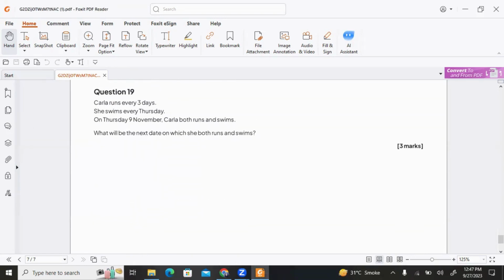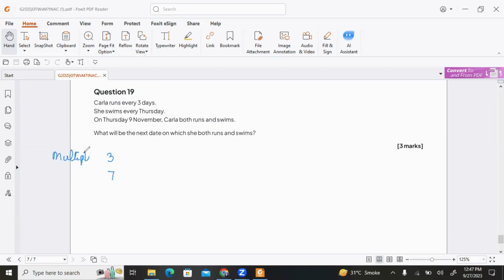Then this question says, Carla runs every 3 days. She swims every Thursday. On Thursday, 9 November, Carla both runs and swims. What will be the next date on which she both runs and swims? So if she swims every Thursday, that means after every 7 days she's swimming. So we have to find the lowest common multiple of 3 and 7.